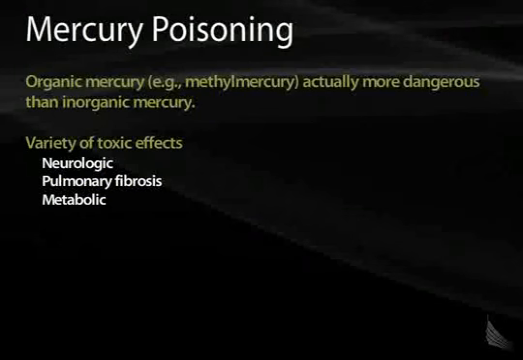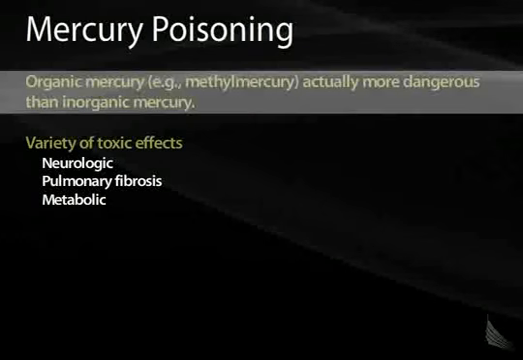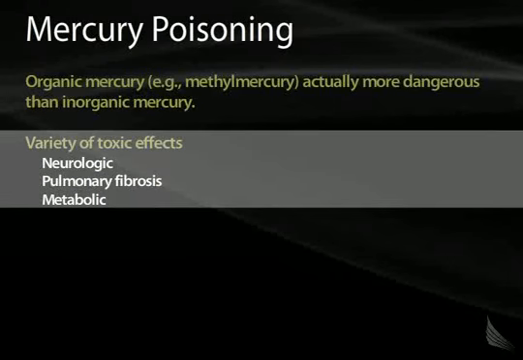Mercury poisoning. It's very important to remember that organic mercury, that is methyl mercury, is more dangerous than inorganic mercury. Inorganic mercury is what we have in thermometers. Methyl mercury is what's found in fish. It's mercury that's been organified from an organic setting. Mercury toxicity can cause multiple problems, including neurologic problems, pulmonary fibrosis, and metabolic problems. Mercury level is usually the only way to diagnose mercury poisoning.